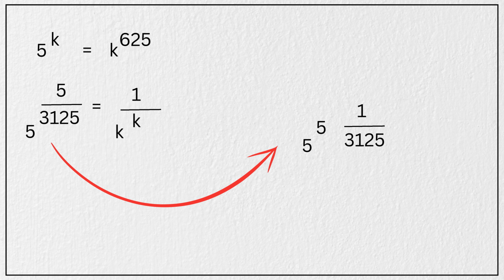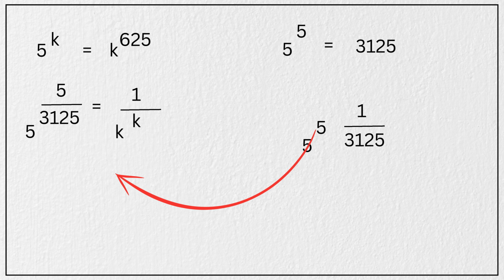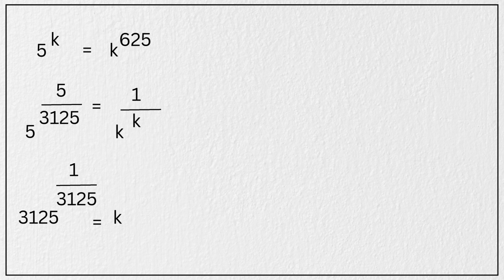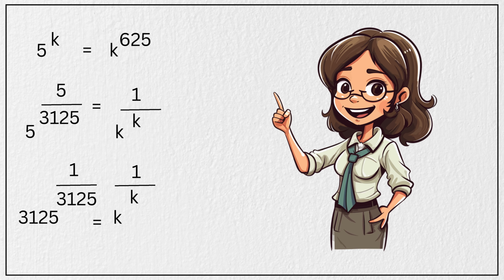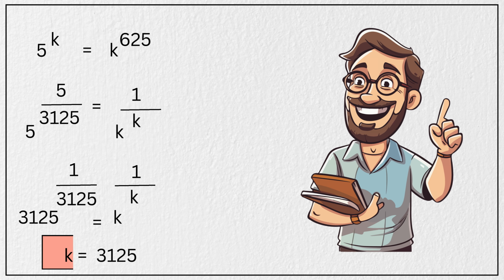3,125. Now let us simplify 5 raised to the power of 5. That is 5 times 5 times 5 times 5 times 5, which equals, surprise, 3,125. So this entire expression becomes 3,125 raised to the power 1 over 3,125. And this is equal to k raised to the power 1 over k. Since the bases match the exponents in this special form, we can simply conclude that k must be equal to 3,125. And that is our final answer.